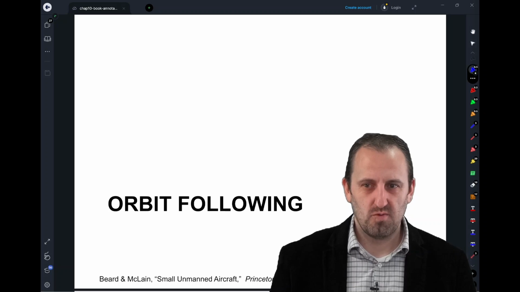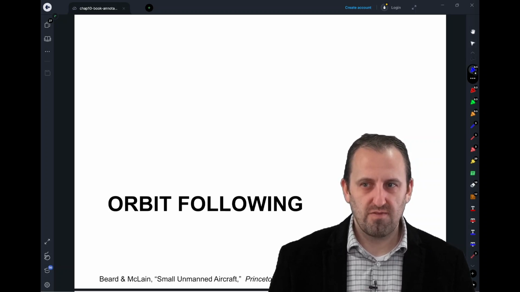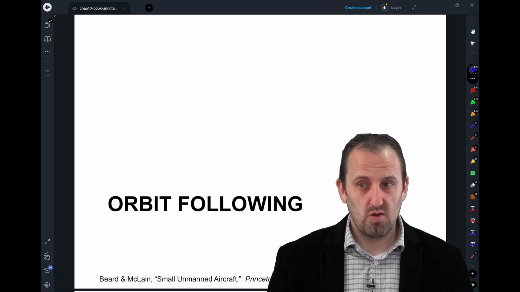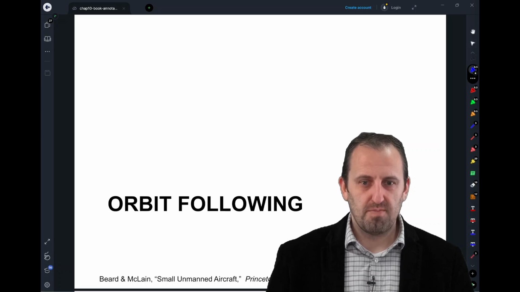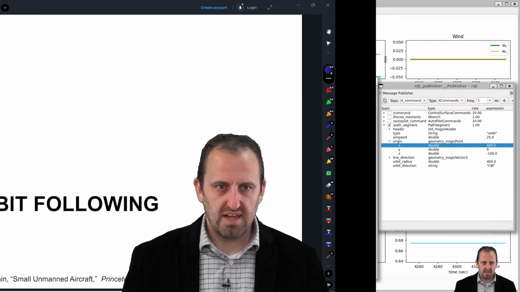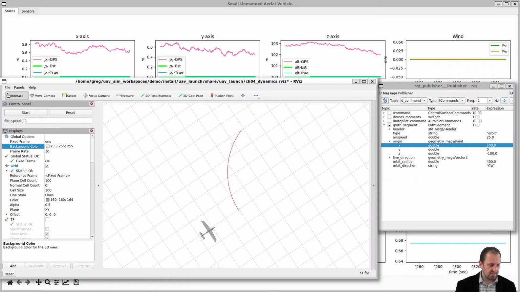In this lecture, we'll be talking about an orbit following control law. We'll start by describing a circular path mathematically. Then we'll create a frame of reference based on that circle and define the vehicle motion in polar coordinates. We'll then develop a control law to converge to the orbit and present a feed-forward roll angle for the orbit. But before we do that, let's take a look to see what this looks like in sim.